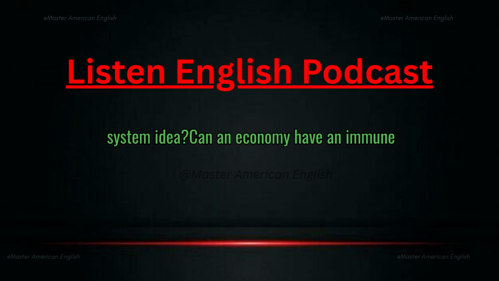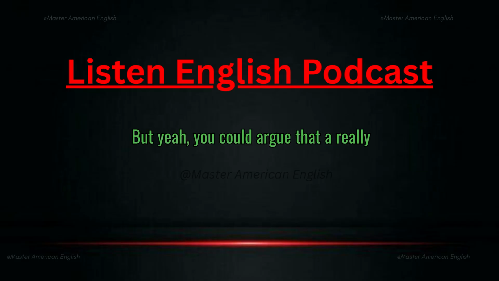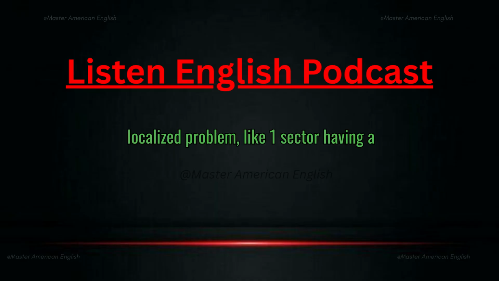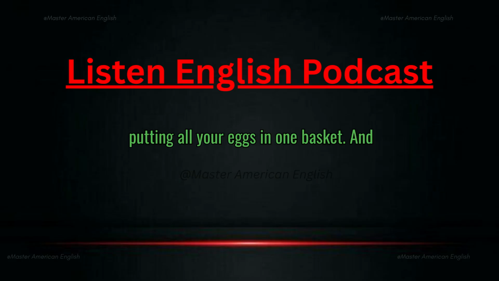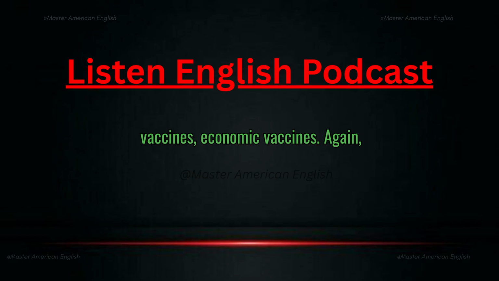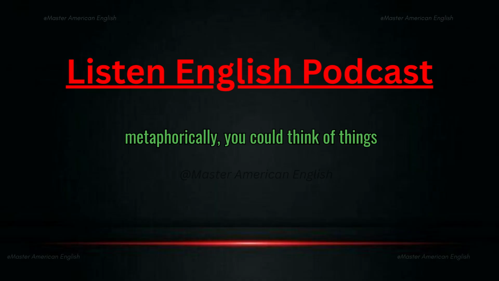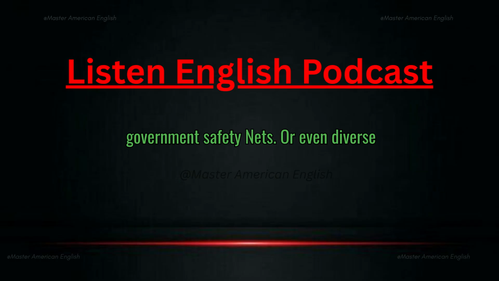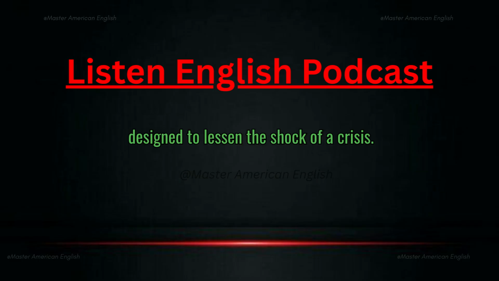What about the immune system idea? Can an economy have an immune system? Well, it's an analogy, of course, but yeah, you could argue that. A really diverse economy, not reliant on just one industry, might be more resilient. Like a strong immune system, it can handle a localized problem, like one sector having a downturn, without the whole system collapsing. That makes sense, like not putting all your eggs in one basket. And vaccines. Economic vaccines. Again, metaphorically, you could think of things like strong banking regulations or maybe government safety nets or even diverse national investment strategies as kinds of vaccines. Preventative measures designed to lessen the shock of a crisis.